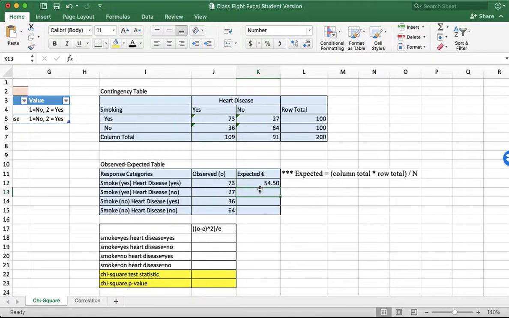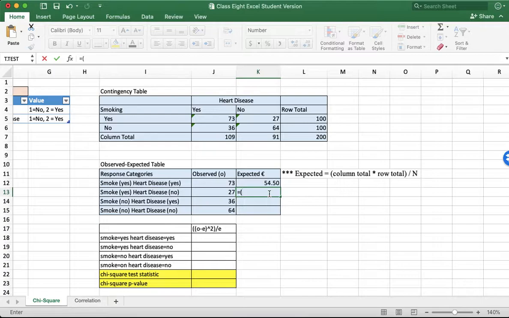Okay, so here, just doing the eye test, we can see that our observed value of 73 is almost 150% larger than our expected value of 54.5. So it's kind of a prelude to see that, okay, it looks like even from this first computation that there is a significant relationship between smoking and heart disease. And then what we want to do is go through for each of our response categories and duplicate this process.